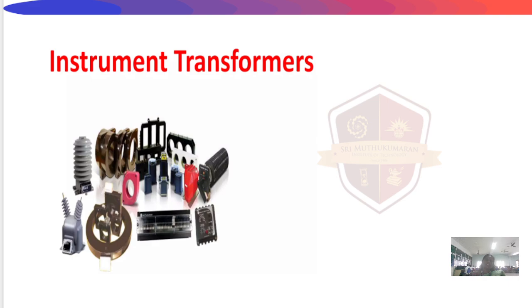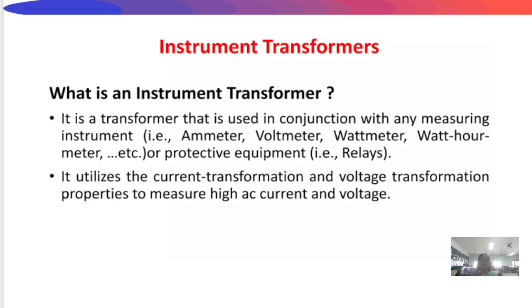In this session, we are going to discuss how high AC currents and high AC voltage are measured safely. When we measure small currents, we can directly use an ammeter. Similarly, for small voltages, we use a voltmeter. For measuring high AC current, sometimes a low range AC ammeter is connected with a shunt resistor. For measuring high AC voltage, a low range voltmeter is connected with a high value series resistor.